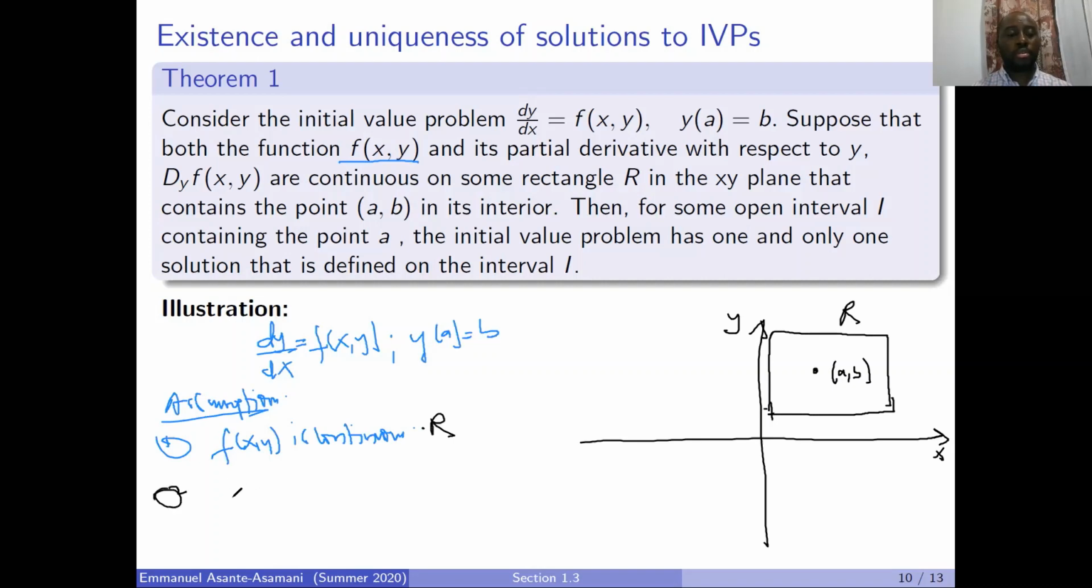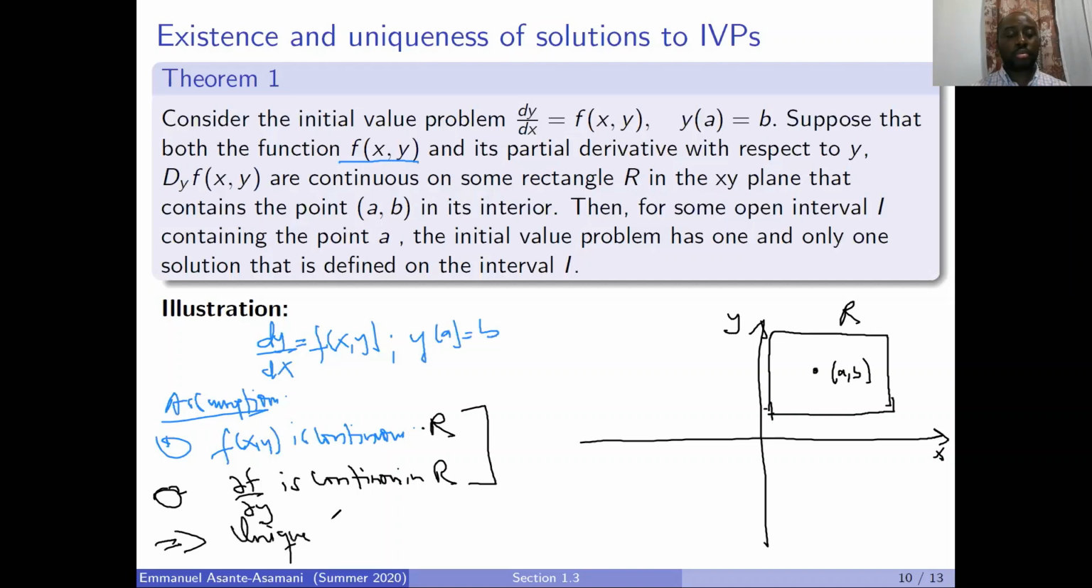I also will assume that the partial derivative of f with respect to y, the unknown function, is also continuous in this rectangle here. Okay, if these two assumptions are satisfied, then the theorem asserts that I have a unique solution for my initial value problem.